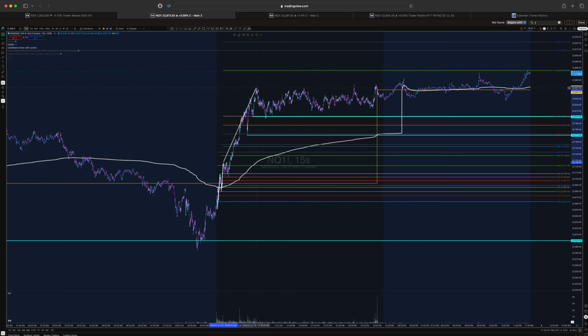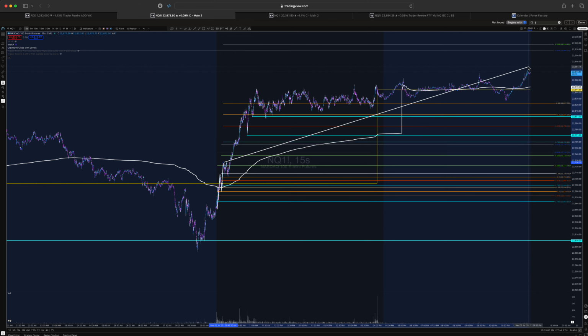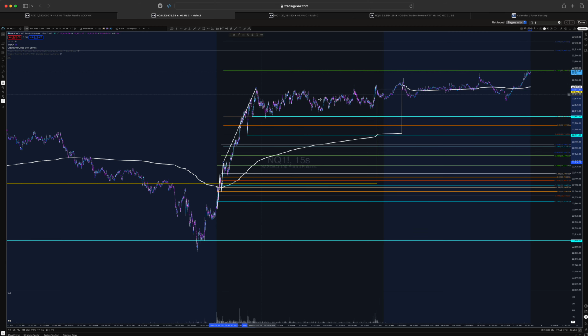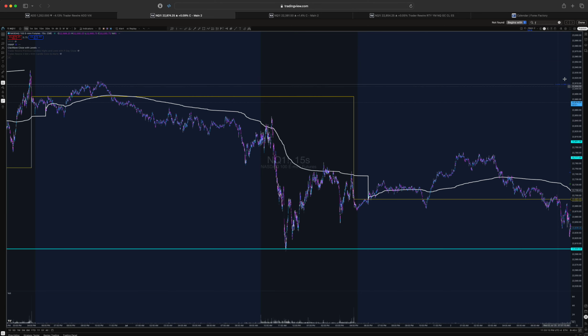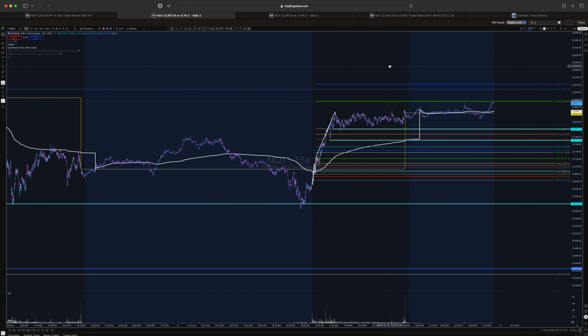In this overnight action, we can follow this extension up. If we don't pull back to that extension, we could possibly see that second target, keeping in mind our strong high is up there at this point. So that's what I have for today.